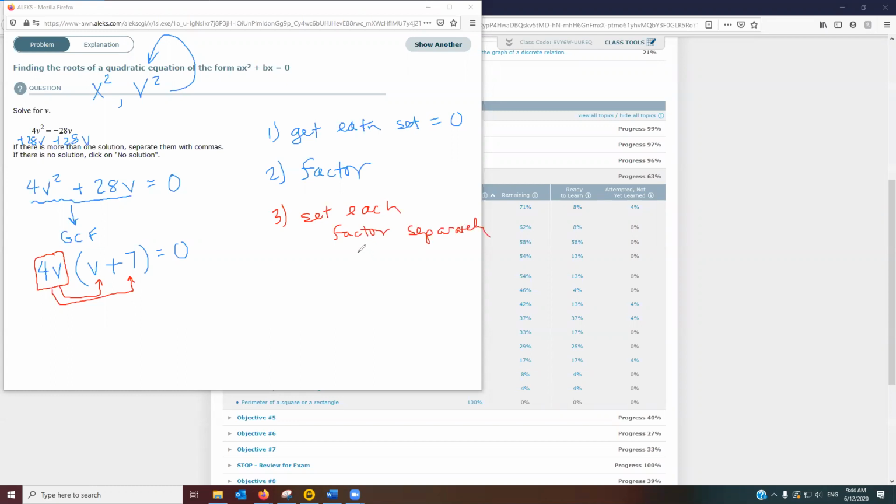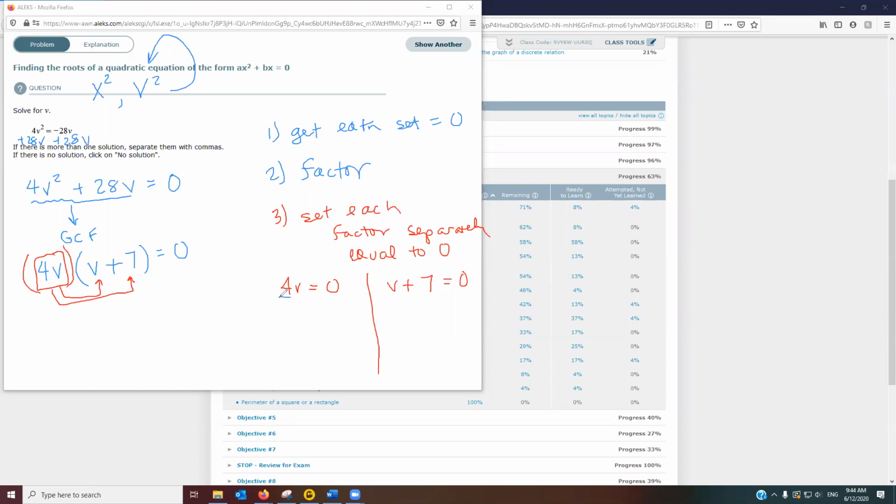All right, step 3 is set each factor separately equal to 0. Factor means the quantities being multiplied. All right, well, I can think of this 4v as one factor and the v plus 7 as a second. So I'm going to make 2 equations. 4v equals 0 and v plus 7 equals 0.